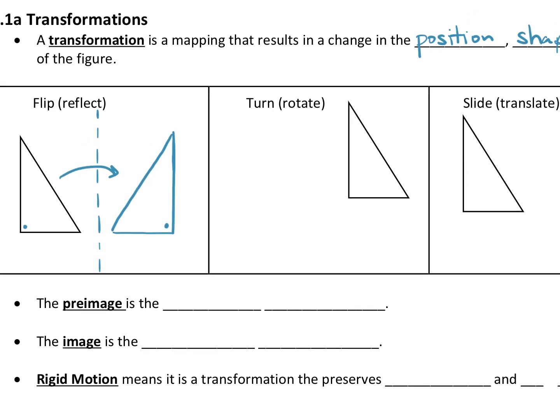This one, the turn, we're not actually going to do a rotation. They require tools, compasses and protractors, and we're not going to do that in this chapter. But a turn is just a rotation. So it starts there and it ends something like this. Okay, so that's a turn.